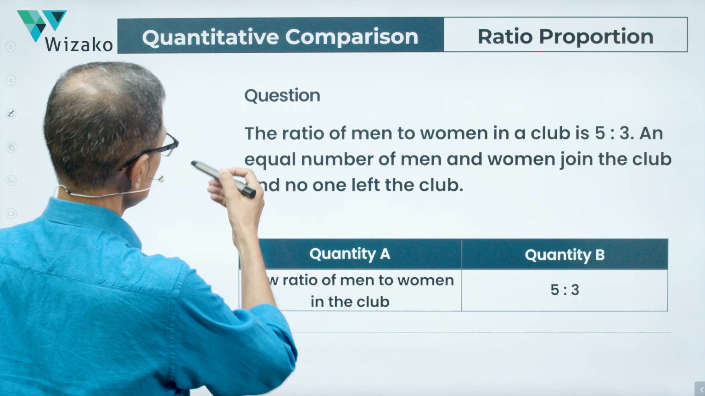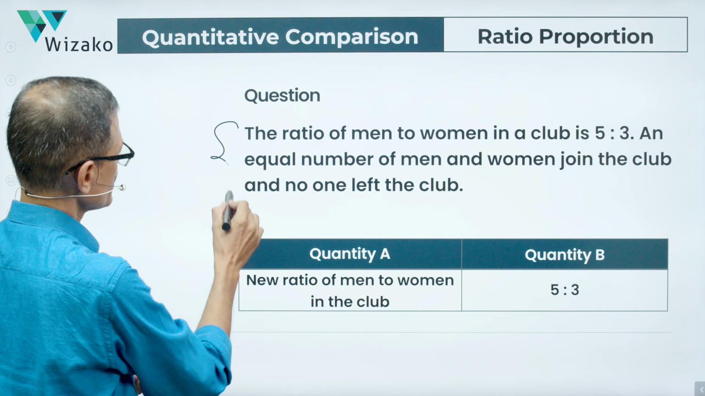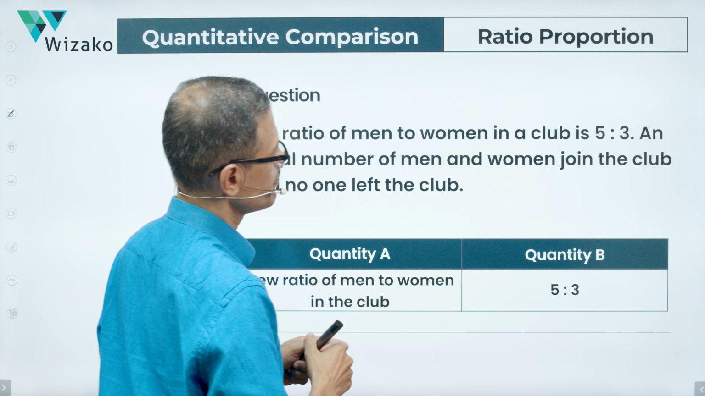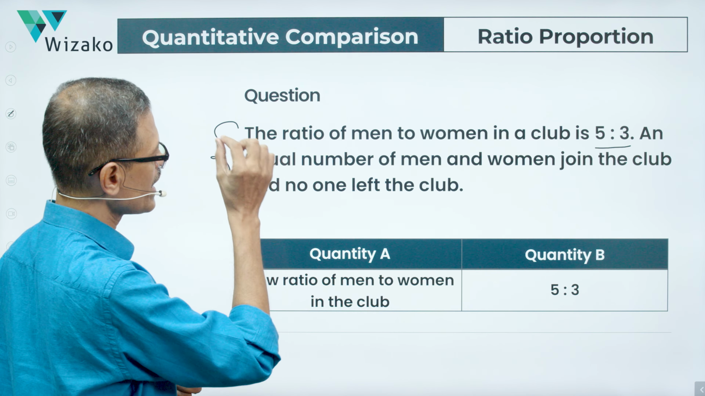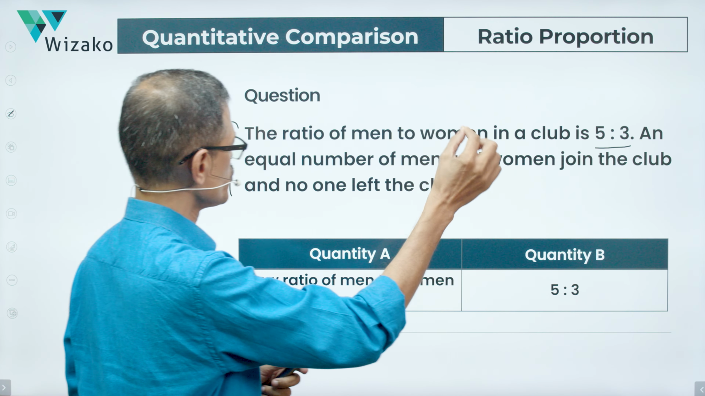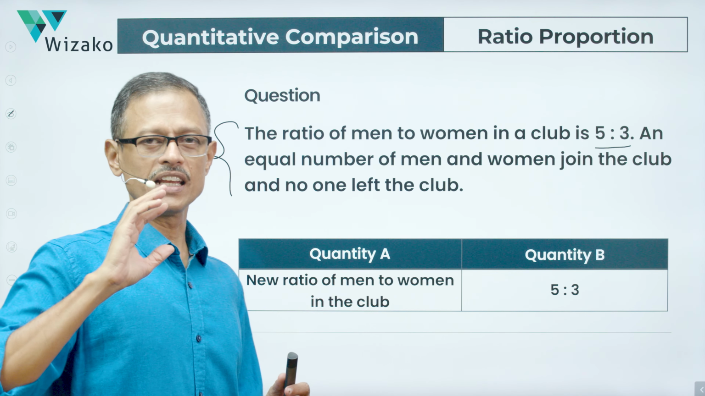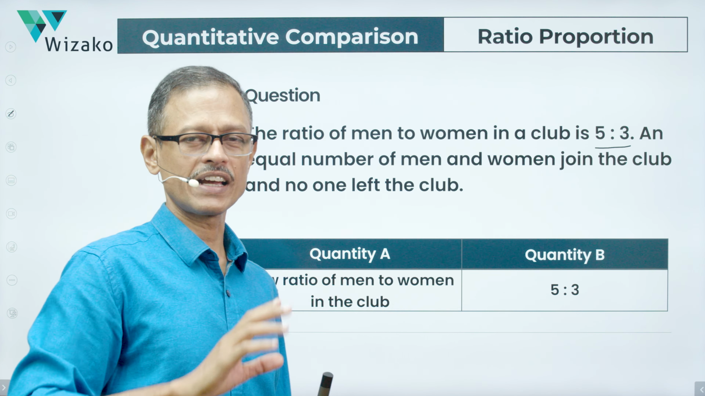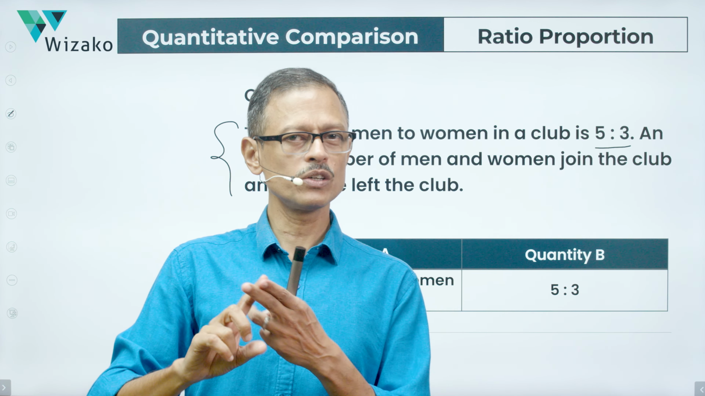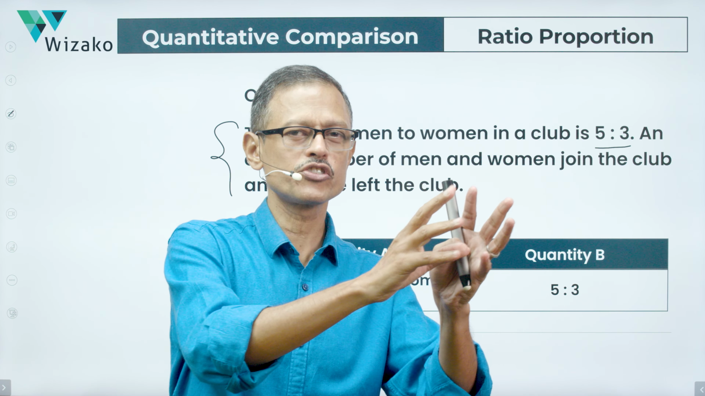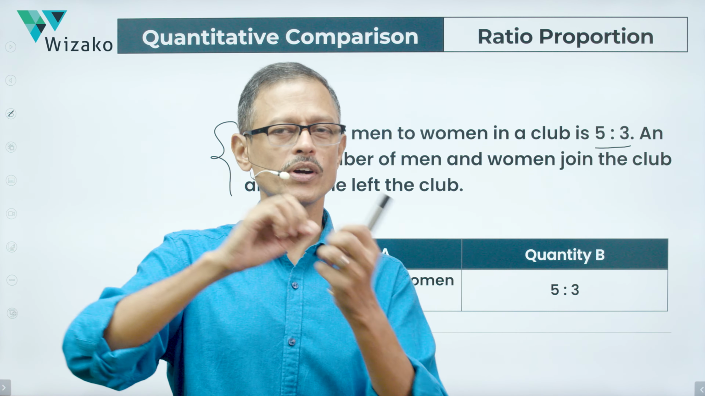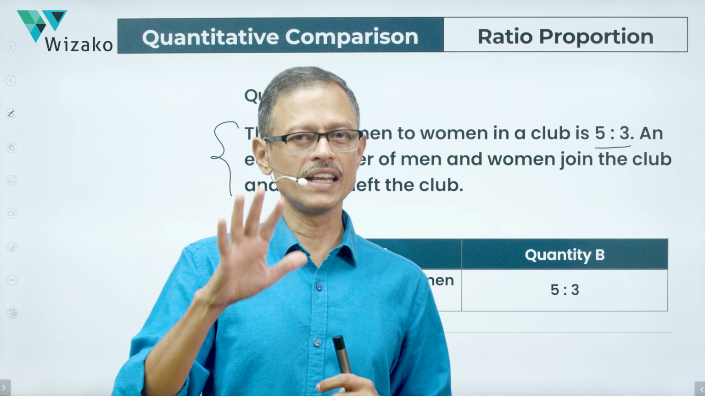This question basically says, this is a question stem. The ratio of men to women in a club is 5:3. An equal number of men and women joined the club and no one left the club. Right? This is the information that we have. Men to women membership right now is 5:3. An equal number of men and women, say 10 men joined, 10 women joined, 50 men joined, 50 women joined, no one left the club.